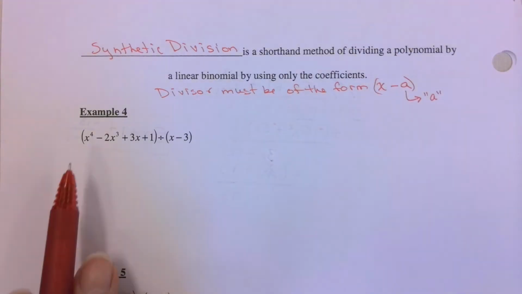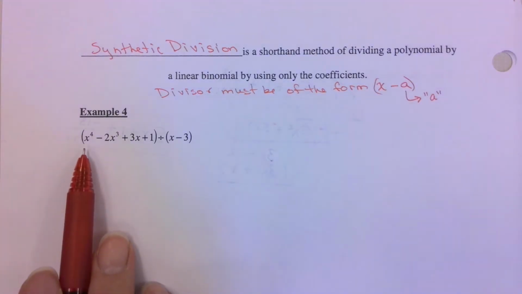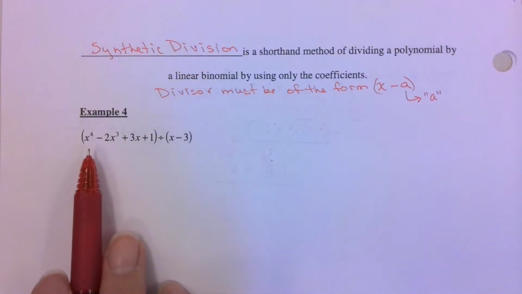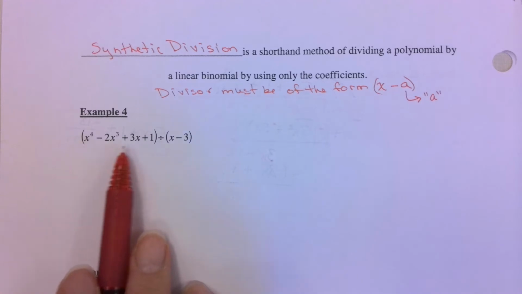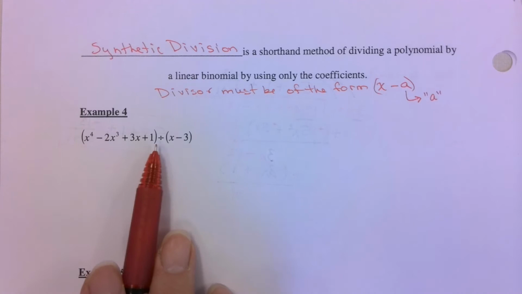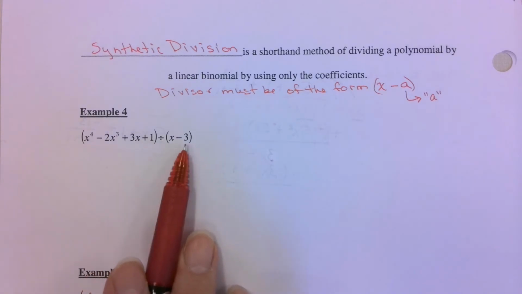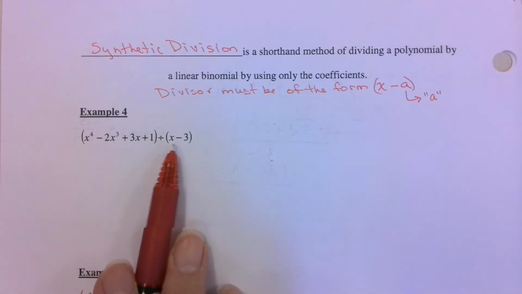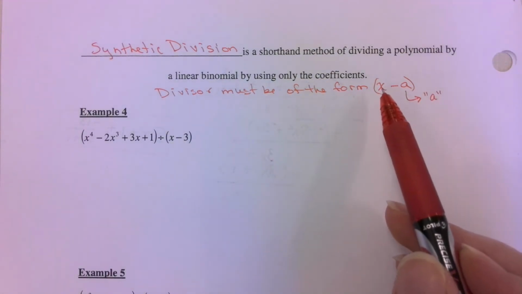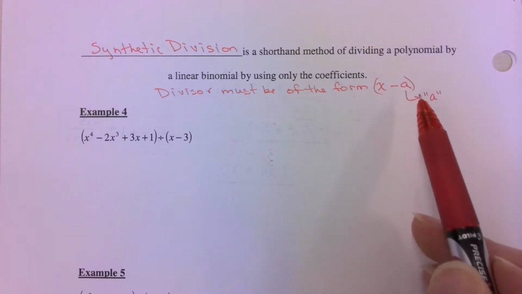Now, just like in longhand division, we need to have our dividend in standard form, and we want to look for any missing powers. So we would fill that in with the 0x or 0x squared. Then we want to always show what we're dividing by, which is x minus 3, which is of the form x minus a. The other thing you need to remember is the coefficient on x has to be 1 in order to use synthetic division. Otherwise, you'll need to divide out.